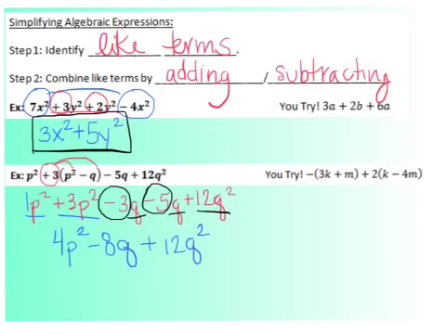All right, so I'm going to check it one last time, make sure I don't have any other like terms. P squared, a q, and a q squared. I do not, so this is as simplified as I can make this expression.